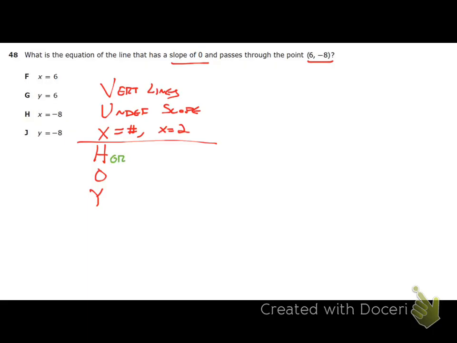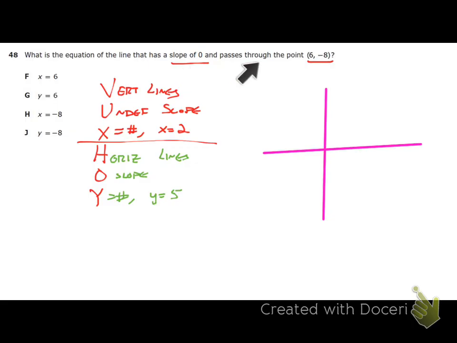And then we have horizontal lines. When you're graphing those, they have 0 slope, and their equations are y equals a number, like y equals 5 would be a horizontal line. So what I've got here is we're trying to find the line with a slope of 0 that passes through this point. Well, first off, we know it's a slope of 0. We know it's a horizontal line. So we have a horizontal line that passes through the point 6, negative 8.